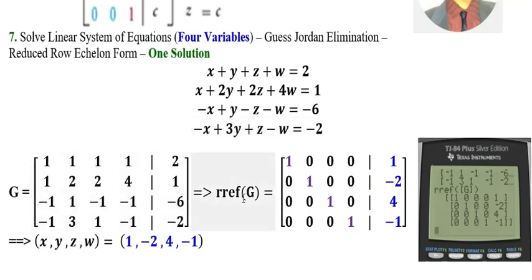And when we do rref G, we get 1, 1, 1, 1 in the diagonal, 0 above the diagonal, 0 below the diagonal, augmented with 1, minus 2, 4, minus 1. That means x equals 1, y equals minus 2, z equals 4, w equals minus 1. And we create a matrix in the calculator.